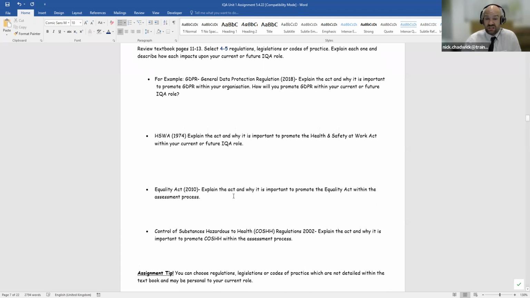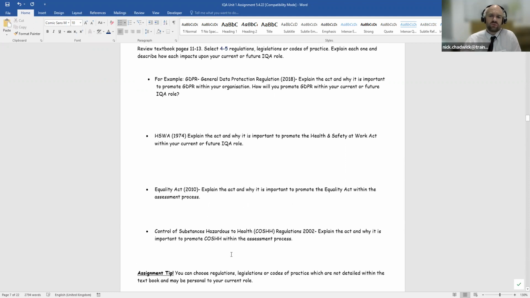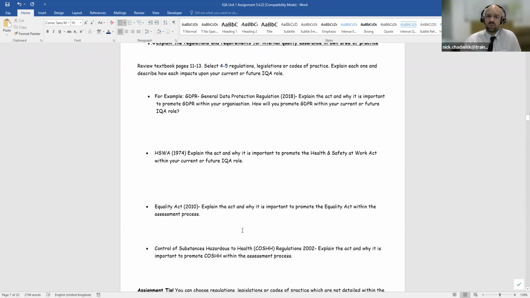So, for example, GDPR, Health and Safety at Work Act, the Equality Act, and COSHH as well. Okay. Just as a reminder, you can choose any regulations, legislations, or codes of practice which are not detailed within the textbook and may be personal to your current role as well. So do feel free to include any 4 or 5 which are personal to you. That's absolutely fine to do as well. That's not a problem. Okay.